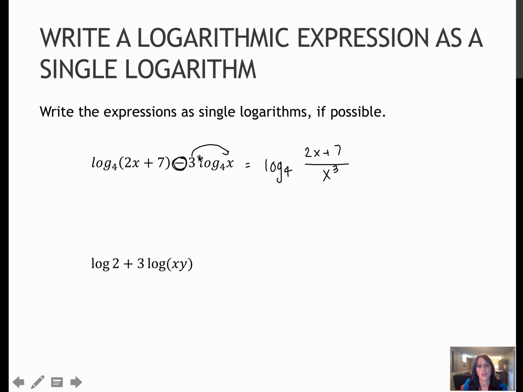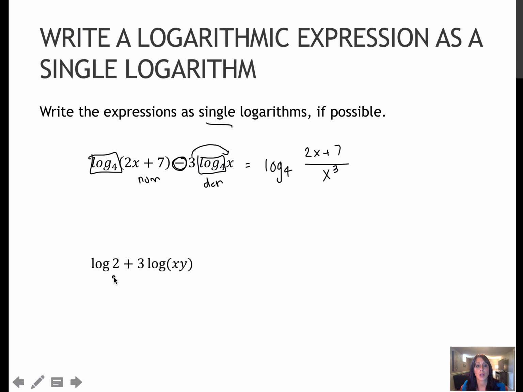Now notice the log base 4 is just out at the beginning because we want a single logarithm. This is my numerator, and then this is my denominator, and we replaced that 3, the constant, as the exponent. So this would be my single logarithm. Let's look at the second one.